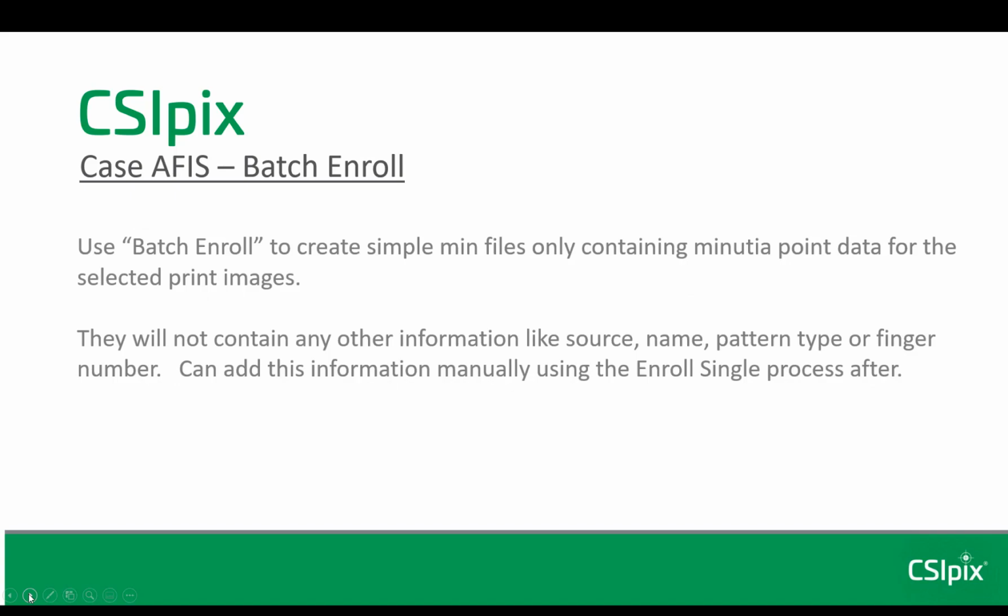You use Batch Enroll to create simple min files containing only minutia point data for the selected prints. They will not contain any other information like source, subject's name, pattern type, or finger number. You can add this information manually using Enroll Single after you use Batch Enroll.